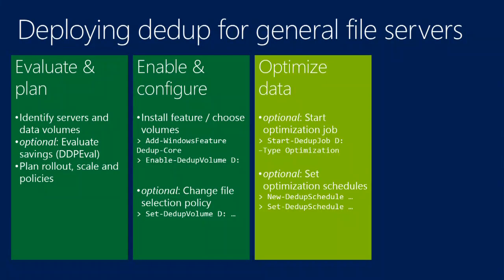If you want to do a demo or you want to see immediate results, you just run the optimization job on a manual basis. If you don't do that, it'll run it on a scheduled basis. And you can set the schedule for that. The PowerShell commands are there. All right, so for general file servers, that's it. Figure out what you want to do, turn it on, let it optimize, or you can manually kickstart it.